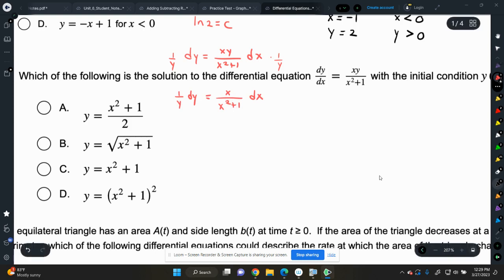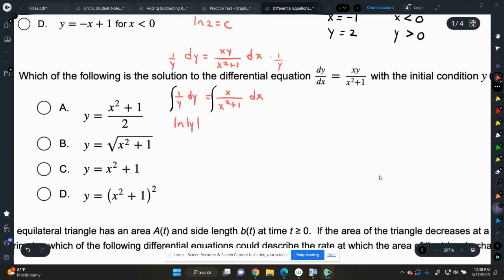Okay, now we're ready to integrate. So on the left, that's no problem. I have the natural log of y. But on the right, I have a problem. If it was just x over 1 in the denominator, I could just do the natural log. But it's not, it's x squared, right?